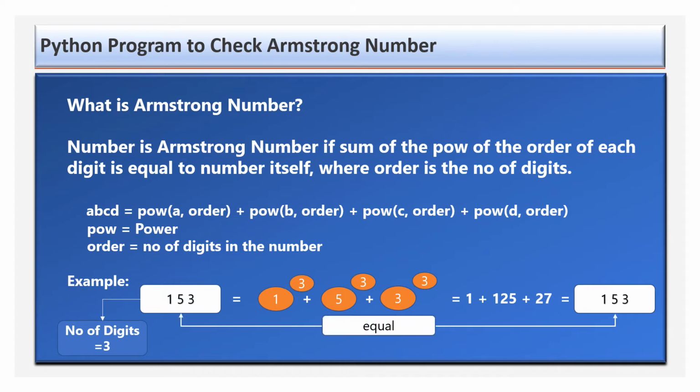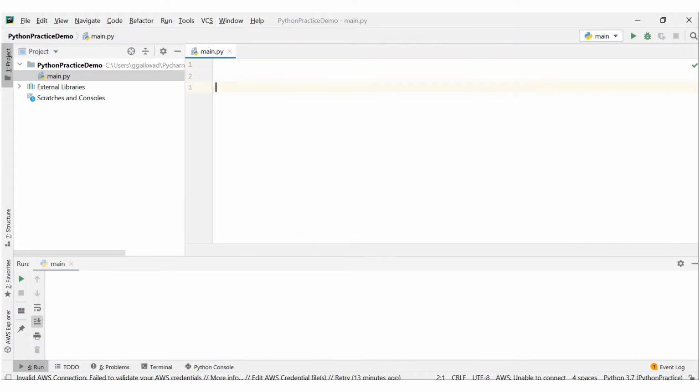So how do we implement a program in Python that can validate whether a number is an Armstrong number or not? Let's implement this program. So here we have created the main.py file. In the main.py file, we are taking the input from the user. So num is equal to input of, and I will just assign "please enter the number".